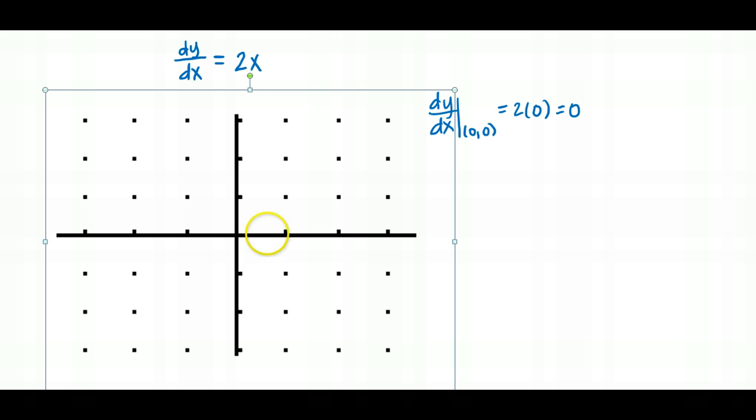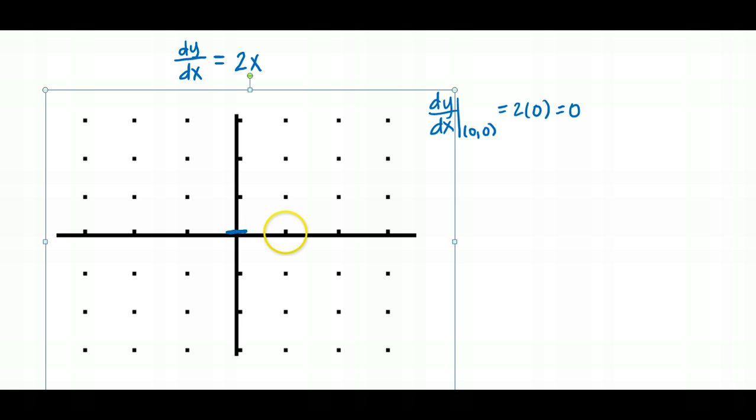So a slope field is going to represent the slope at every point. Well, at (0, 0), the slope is 0. So a line with slope 0 is horizontal. So right at (0, 0), I'm going to go ahead and draw a tiny little line with slope 0.